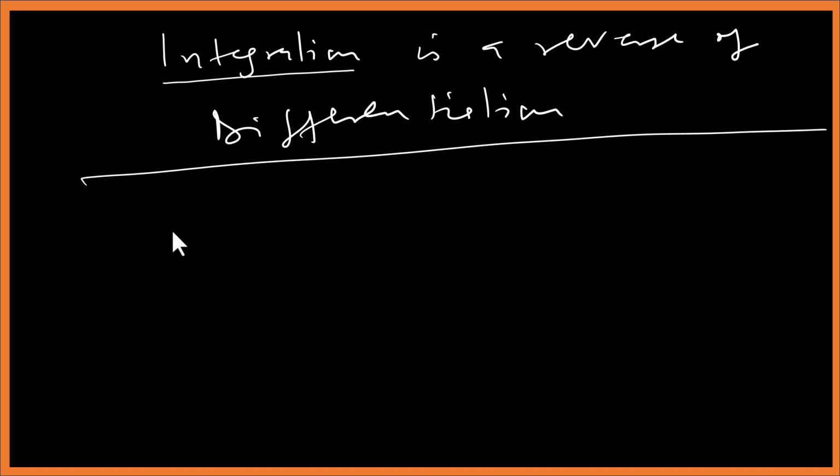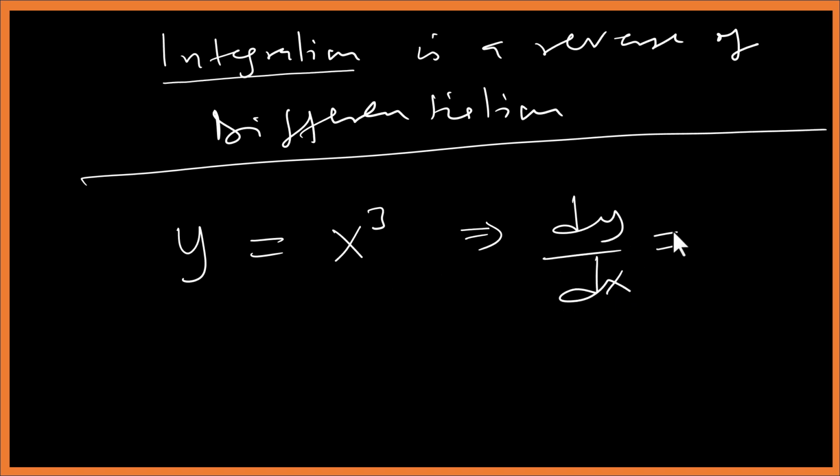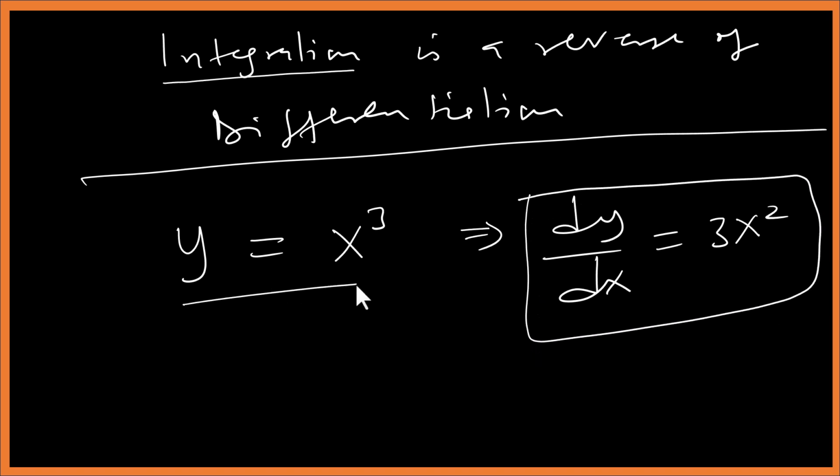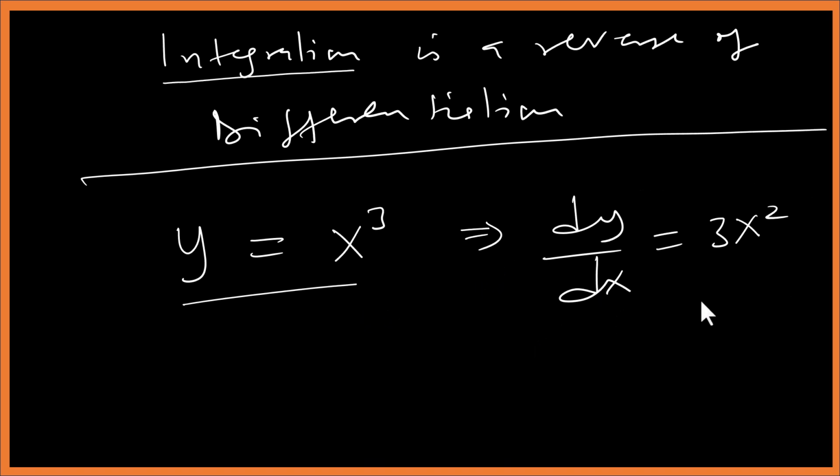Now let's confirm that. When we're given y equals x cubed, and we differentiate this with respect to x, dy/dx equals 3x squared. That's the derivative of this. It means that when we integrate this, we should get this. That is the idea. Now let's start by integrating this one.